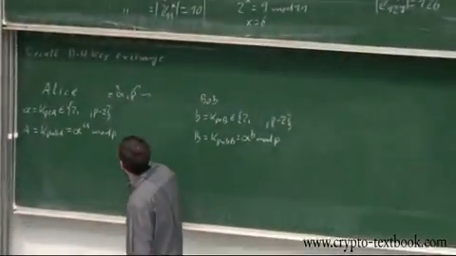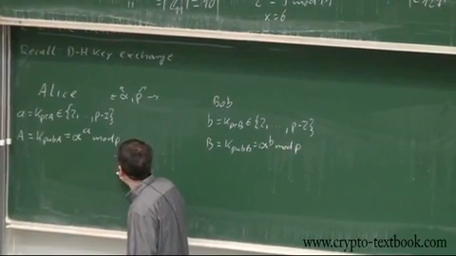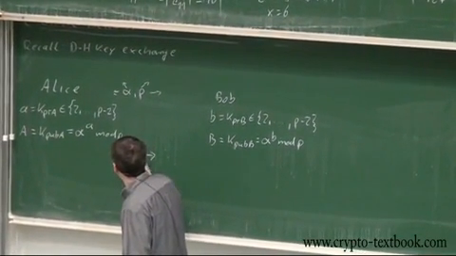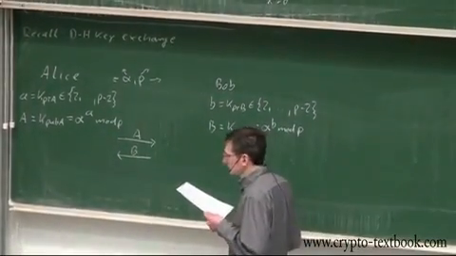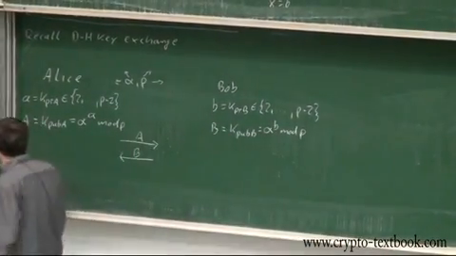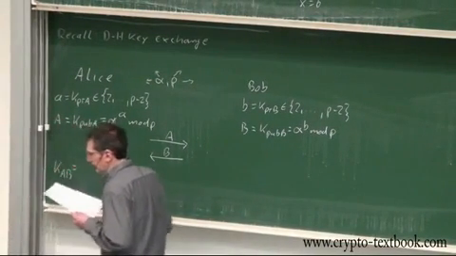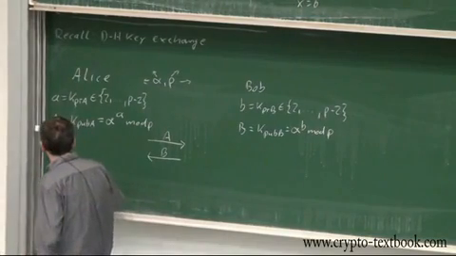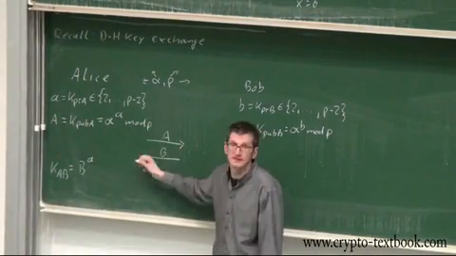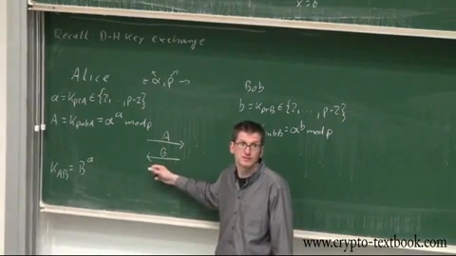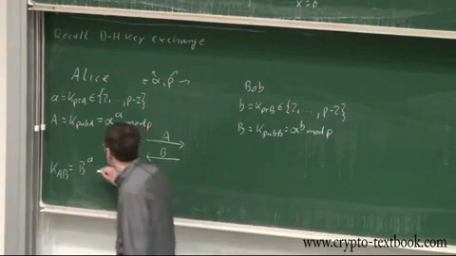So since these are public keys, they can be freely exchanged, right? They don't have to be kept secret. Alice and Bob exchange their keys. And now Alice computes B to the A. That means Alice takes the public key from Bob and raises it to her private power a, mod P, of course.